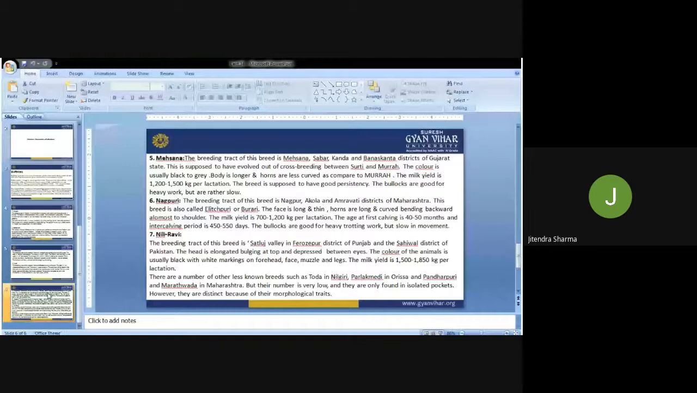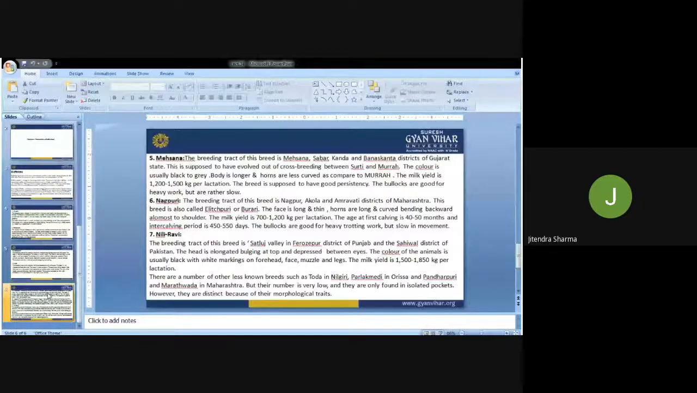Then we have the Nagpuri breed. This breed is found in Nagpur, Akola, and Amravati of Maharashtra. This breed is also called Ichipuri or Burari. The face is long and thin, and the horns are long and curved. They look like swords. The milk yield is 700 to 1200 kg per lactation.